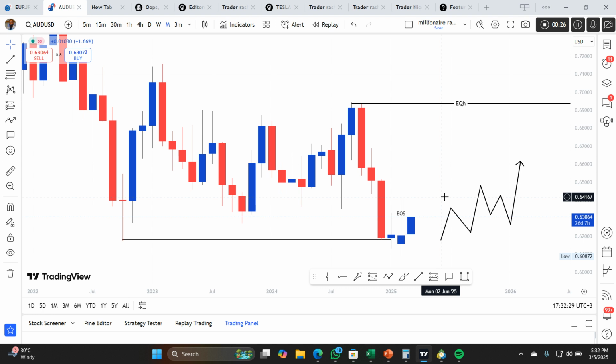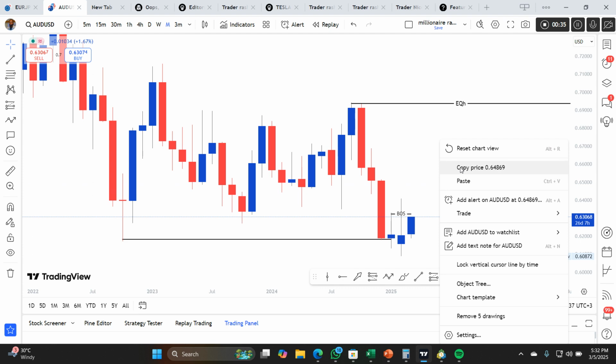Now, we're going to do a top-down analysis, looking at the market on the higher time frames as we go to the lower time frame to consider the movement that we have. Now, without further ado, let's jump into it.